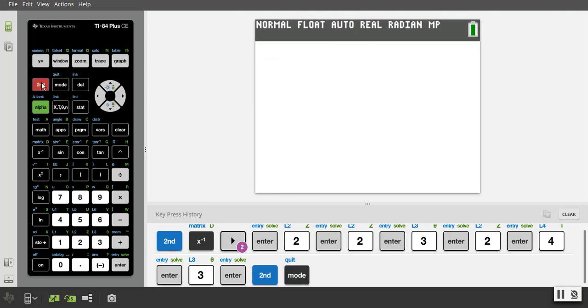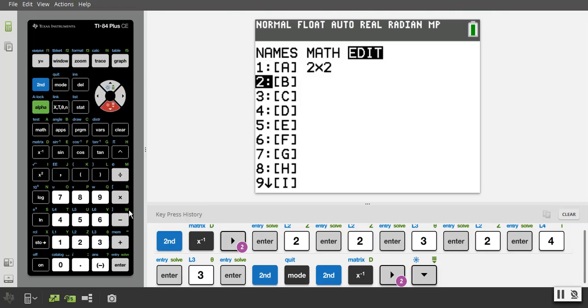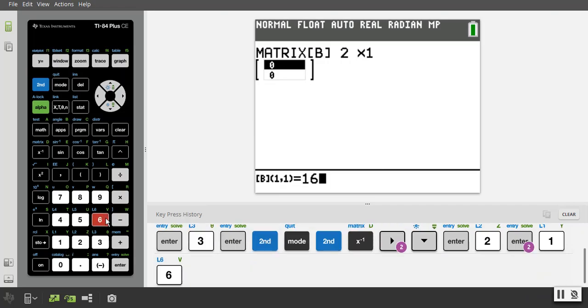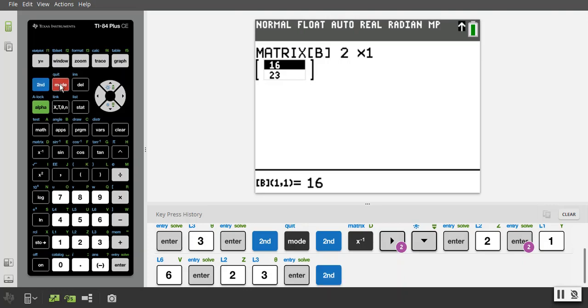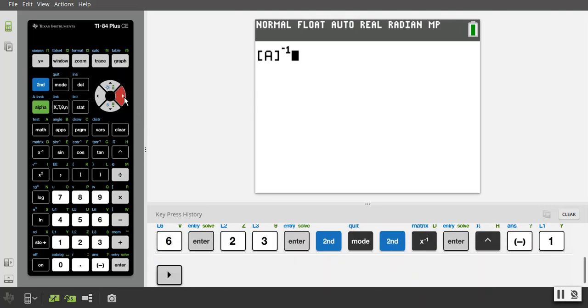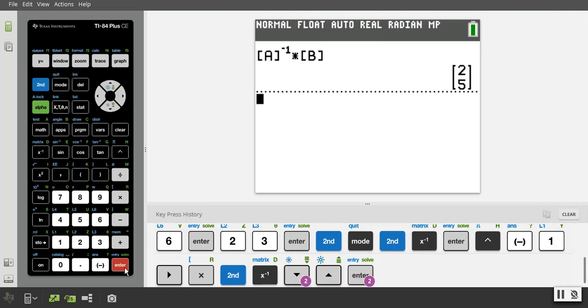Now we need to input the other matrix, the small one, the 2 by 1. So that was 16 comma 23. Now, theoretically, all we need to do is take the matrix A, raise it to the negative 1, and then multiply it times the matrix that we input as a 2 by 1. So we hit enter, and we get the ordered pair 2 comma 5.